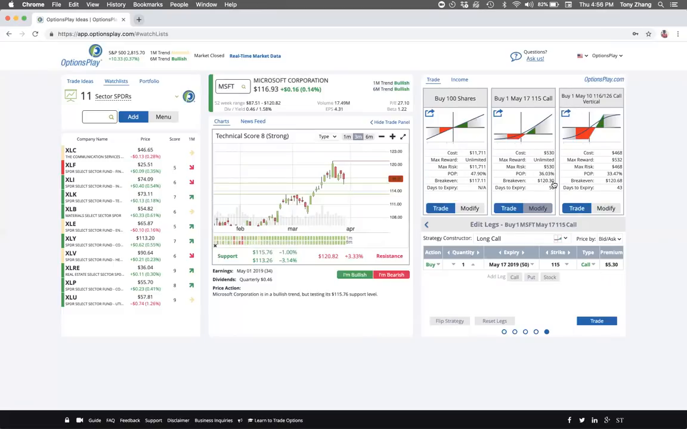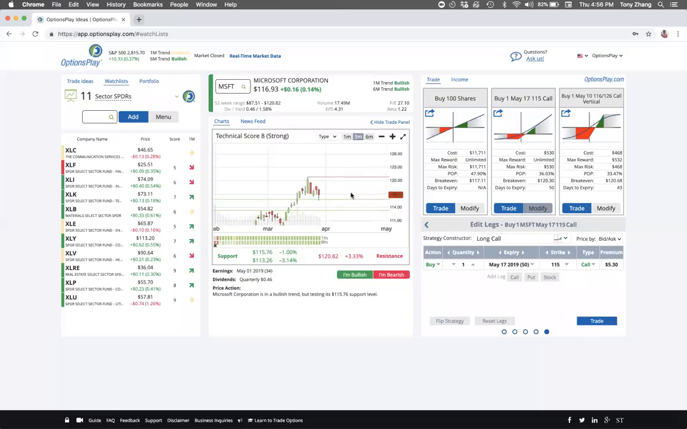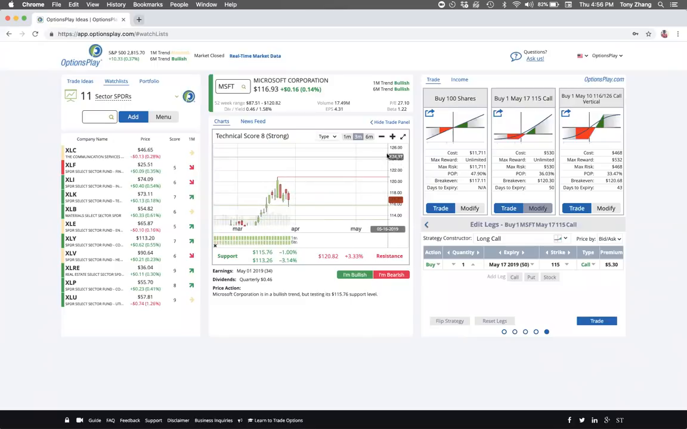So $120.30 is your break-even price, which is right around the 52-week high. The 52-week high is 120.82. So what I would be basically asking myself is, do I think Microsoft will make a run at the 52-week high and exceed it by the May expiration, which is about here?